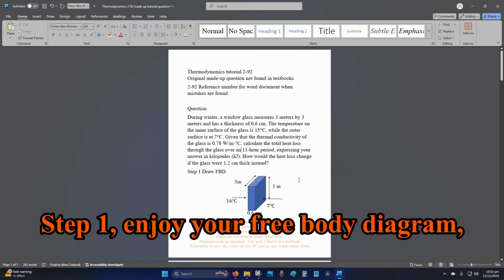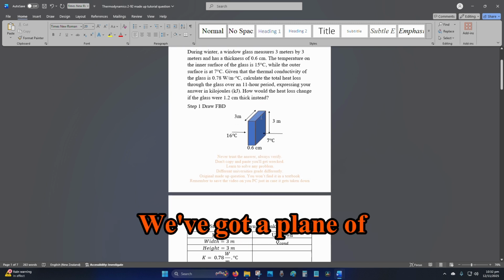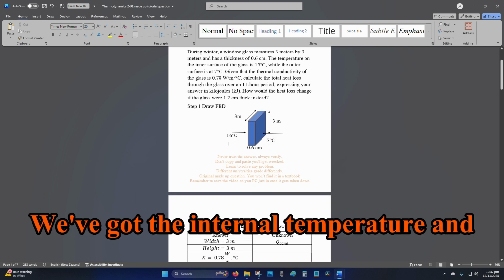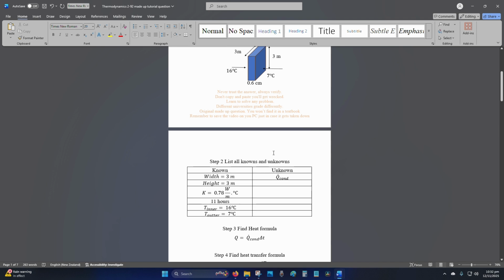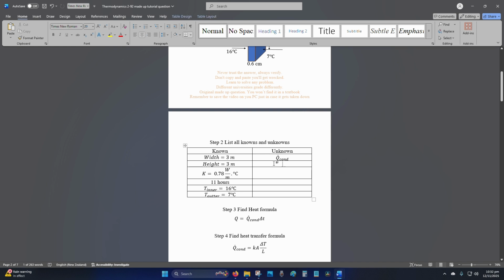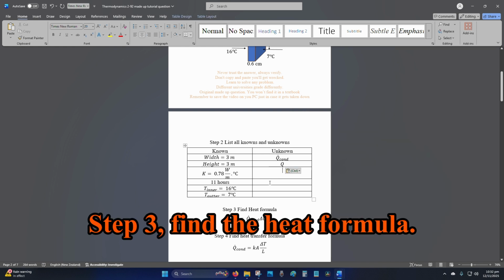Step 1, draw your free body diagram, your FBD. This will help you visualize the problem. So we got a plane of glass that is 3 by 3 meters. We've got the internal temperature and the external temperature, and we got the thickness of the glass. Step 2, list all the given values and find the unknown. So we're trying to find heat, which is Q.